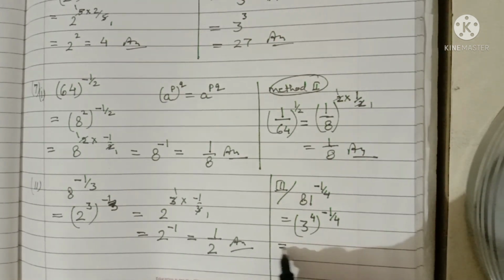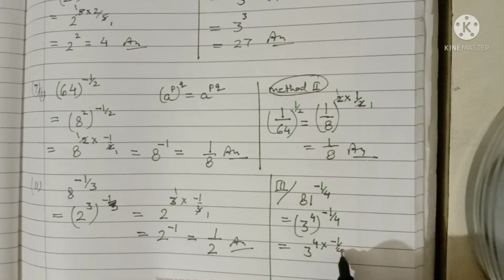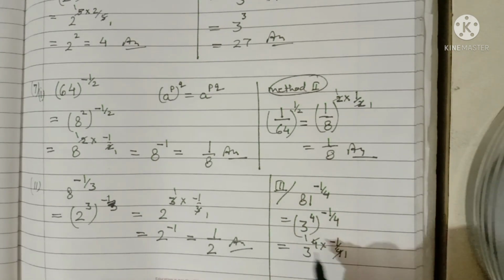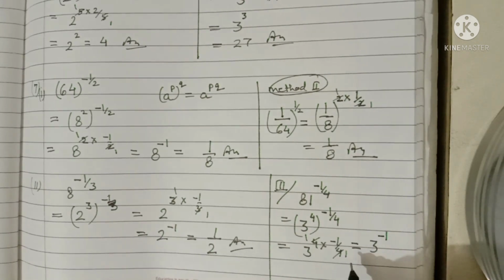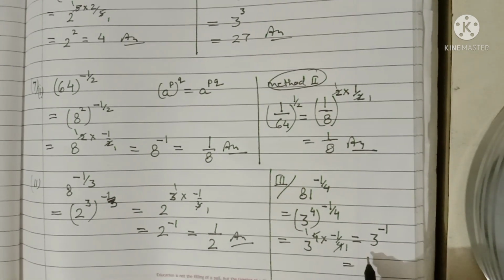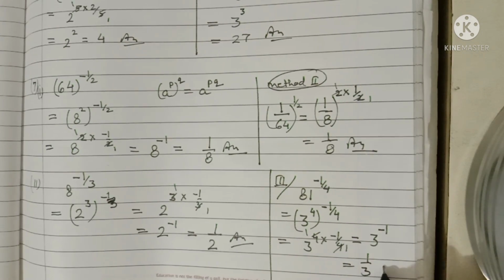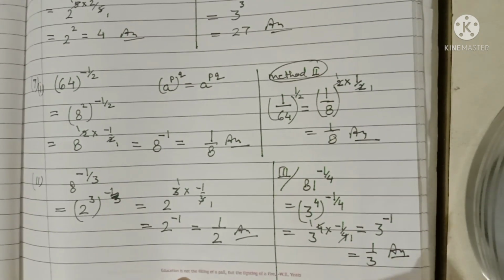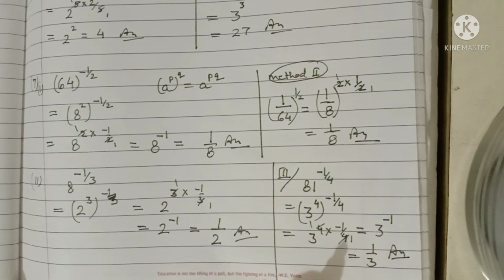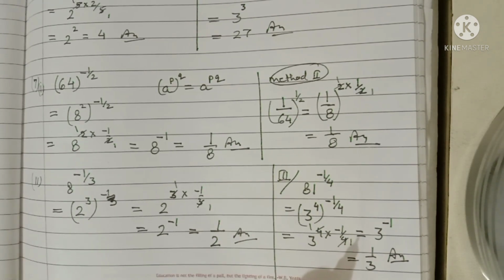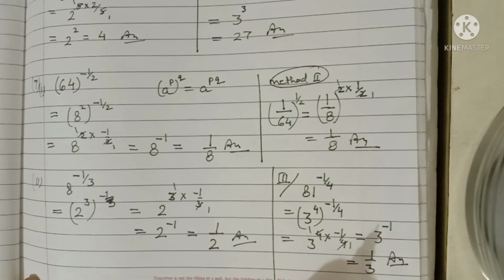Now solve it. 3 to the power of 4 into minus 1 upon 4. 4 1s are 4, 4 1s are 4. This becomes 3 to the power of minus 1, and this is 1 upon 3, the answer. So our exercise is completed now, and chapter 1, Real Numbers, has also been completed.